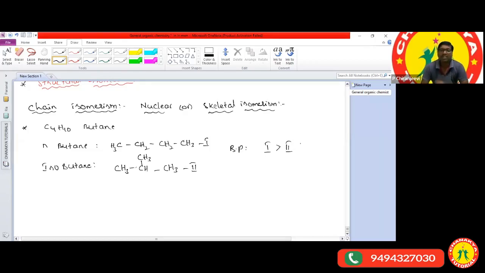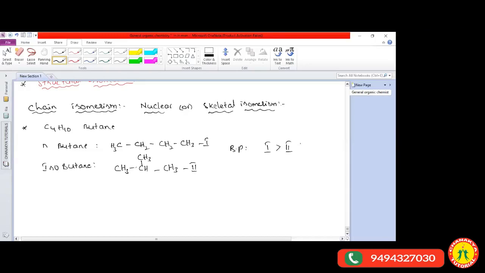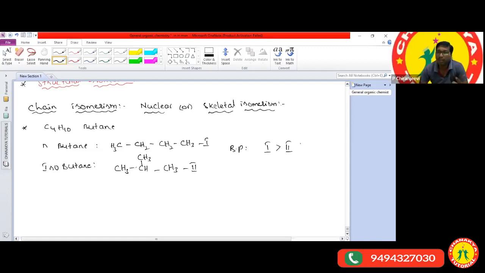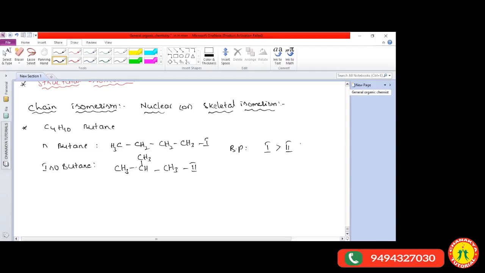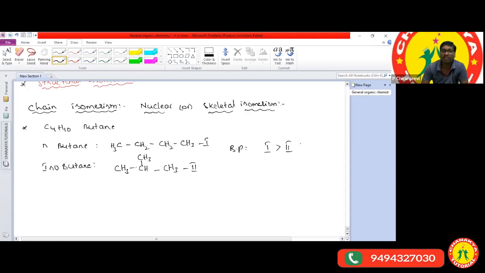Is there any other reason why the first structure has the greater boiling point? Because isobutane is a branched structure. Very good. Straight structures are more stable. Aditi gives another reason: more carbons in a chain or fewer branches is directly proportional to boiling point. Very good. Fewer branches and more carbon atoms increase the boiling point. That is also correct.